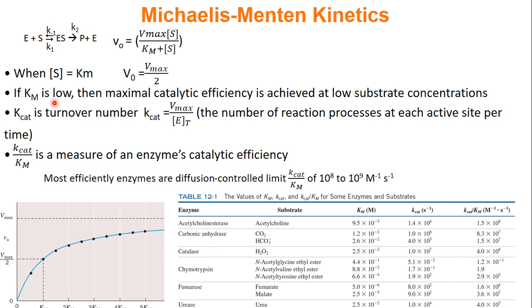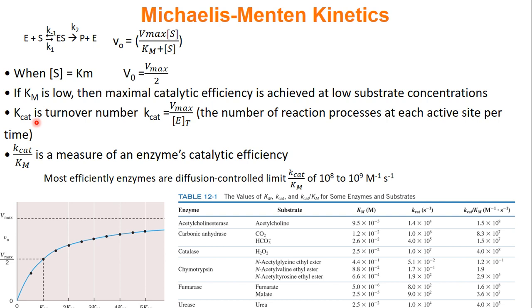Now, what does Km actually mean? Well, if your Km is a small number, a low number, that means your enzyme can reach its maximum catalytic speed at low substrate concentrations. It usually means it binds your substrate well. It will want to go and find the substrate, bind it, and move to the transition state.